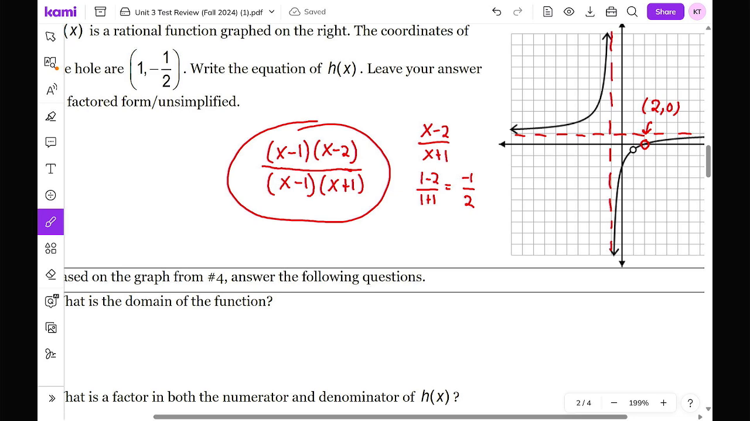Again, I get the x minus 1s on the top and the bottom from the x value of my hole. I get the x minus 2 from my x-intercept, and then I get the x plus 1 from my vertical asymptote at x equals negative 1.